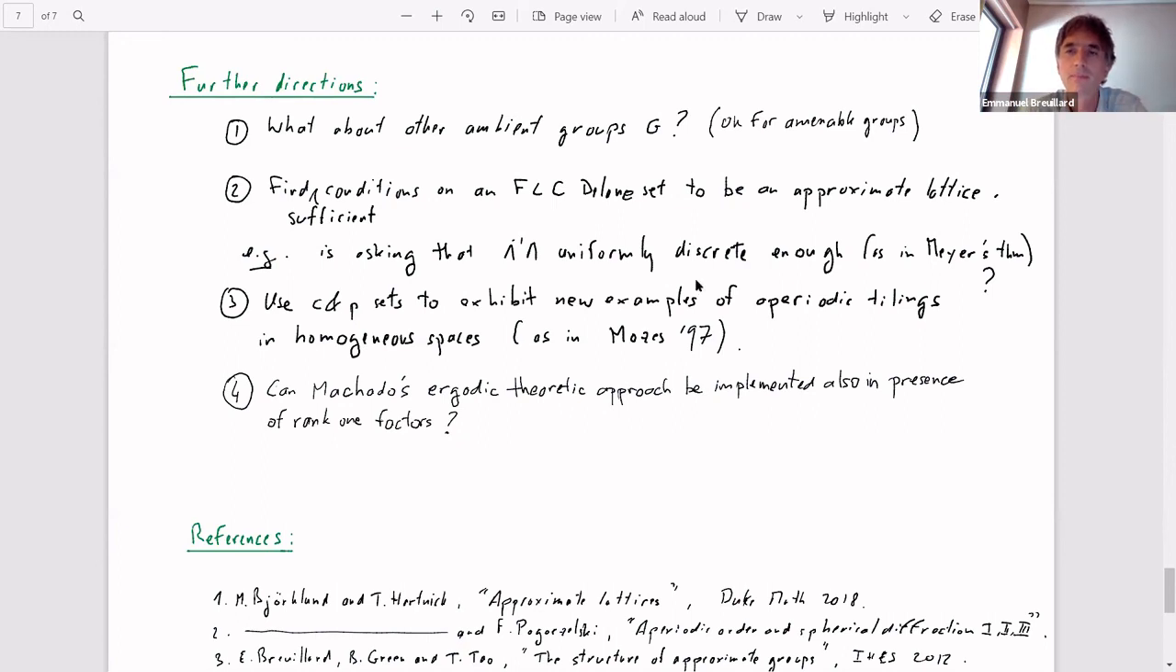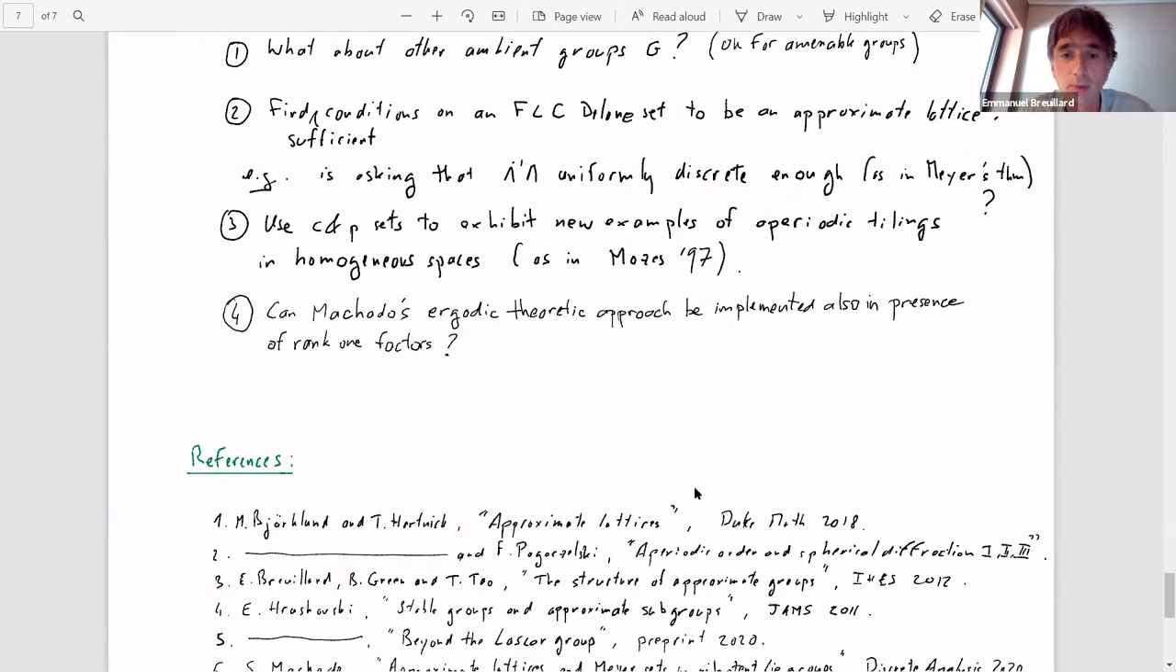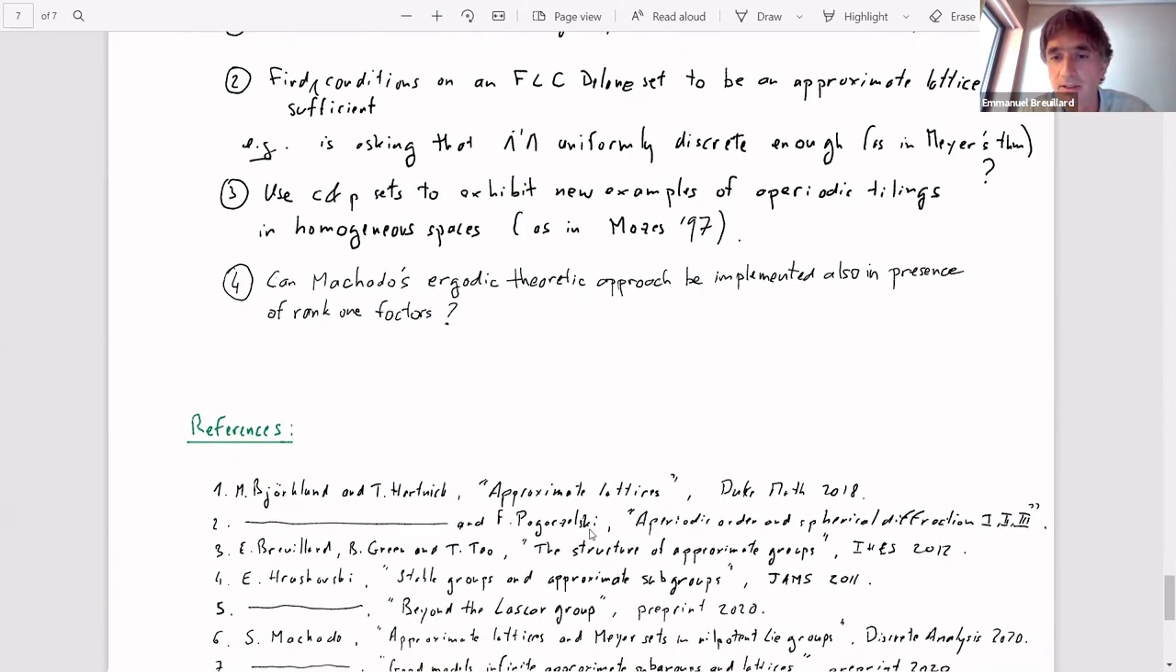Thank you. There are lots of other interesting questions, such as trying to understand the Fourier transform or the non-abelian Fourier transform in SL2R. There's some nice work by Björklund, Hartnick, and Pogorzelski, a series of papers where they study from the harmonic analysis point of view the non-abelian Fourier transforms of the counting measure on such Delone sets.